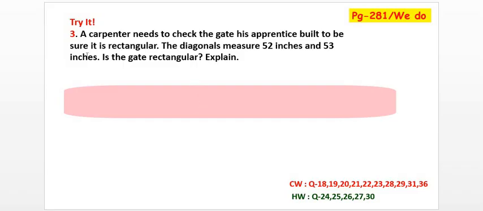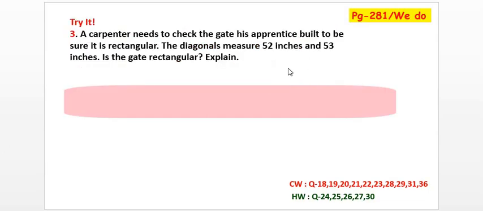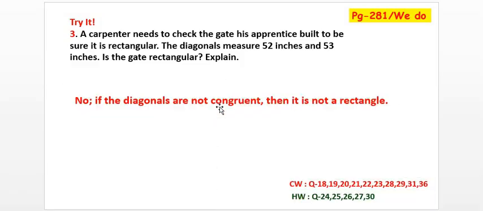Next here it says Try It number 3. A carpenter needs to check the gate his apprentice built to be sure it is rectangular. The diagonals measure 52 inches and 53 inches. Is the gate rectangular? So it's not a rectangle. What is the reason? Because just like in this theorem I explained to you, if it's a rectangle, the two diagonals have to be of the same measure. But here in this case the diagonals are not of the same measure, so we can say the diagonals are not congruent, then it is not a rectangle.